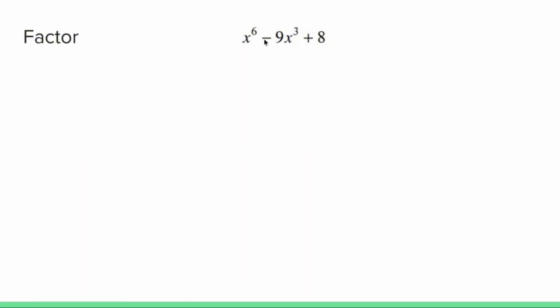Factor x to the 6th minus 9x to the 3rd plus 8. You might be looking at that and saying, that looks quadratic. You're absolutely right. It does. See how that's x to the 6th and that's x to the 3rd? We could just say, let's let x to the 3rd be the same as, I don't know, a. And once I do that, we can turn it into a squared minus 9a plus 8. And now it looks quadratic.